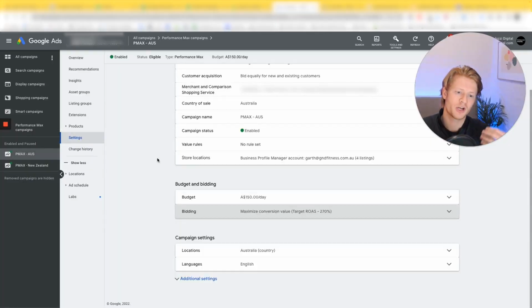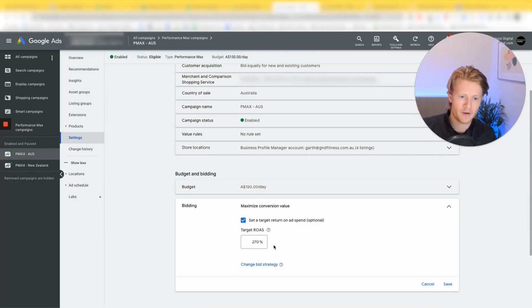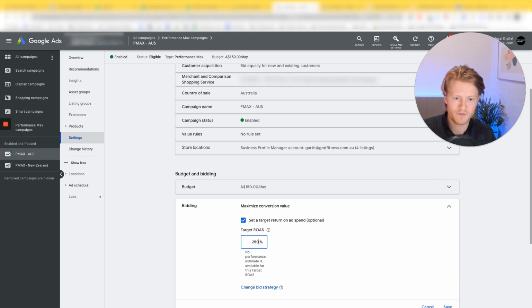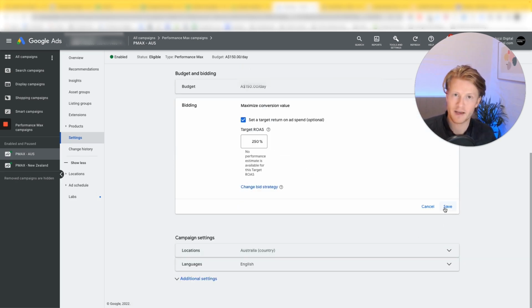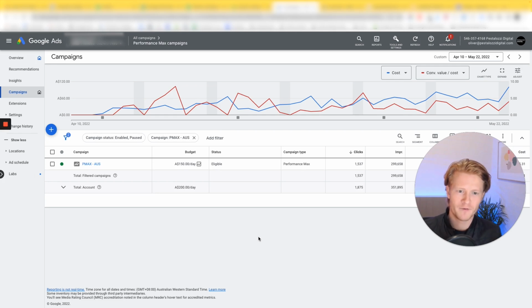When it comes to adjusting the ROAS target, what I mean by that, of course, is clicking on bidding, going through and literally changing this. For example, from 270 to 250, going ahead and clicking save. So I think what I have here is a perfect example of how I have gone about the process of optimizing a Performance Max campaign and some of the implications that my changes have made.